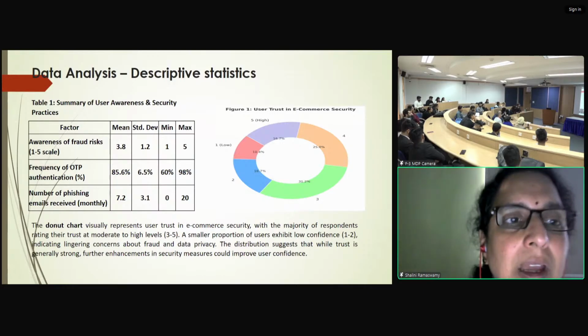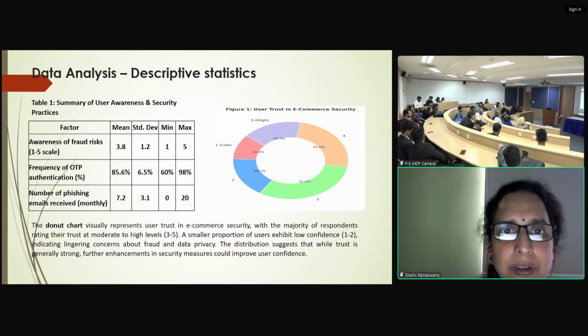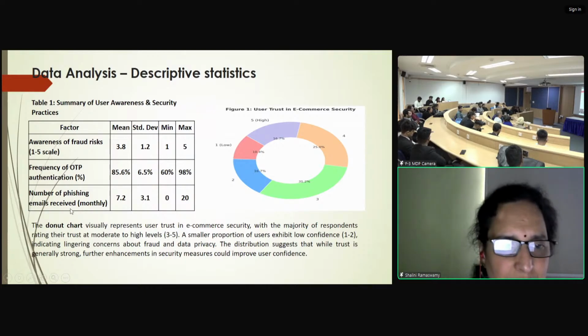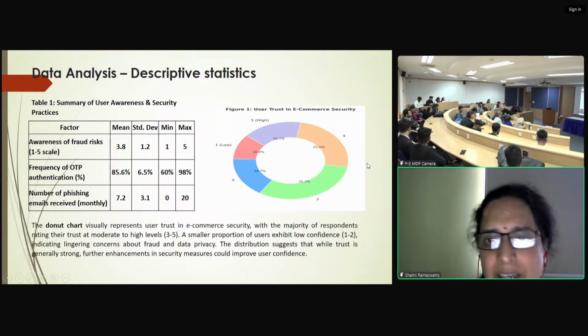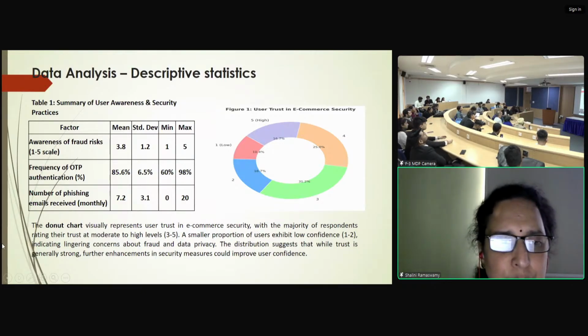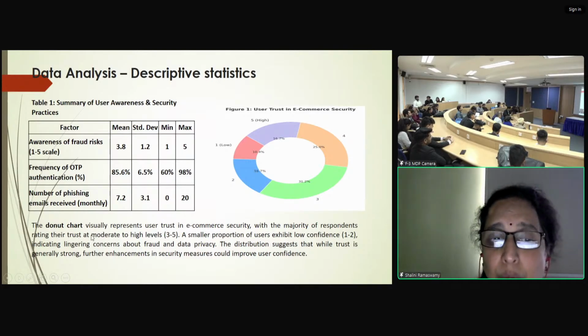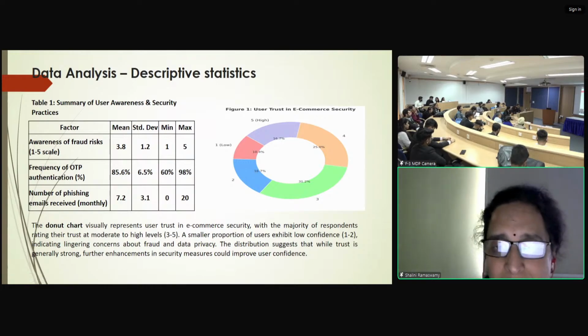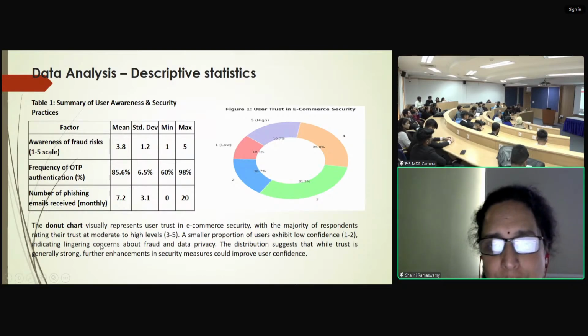With respect to the descriptive statistics, I wanted to check the awareness level, the frequency of OTP authentication, and the number of phishing emails received. I have prepared a donut chart to understand this. We can make out that the majority of respondents rate their trust at a moderate to high level with respect to e-commerce transactions. At the same time, a smaller proportion of users exhibit very low confidence, indicating that they are concerned about fraud and data privacy issues.